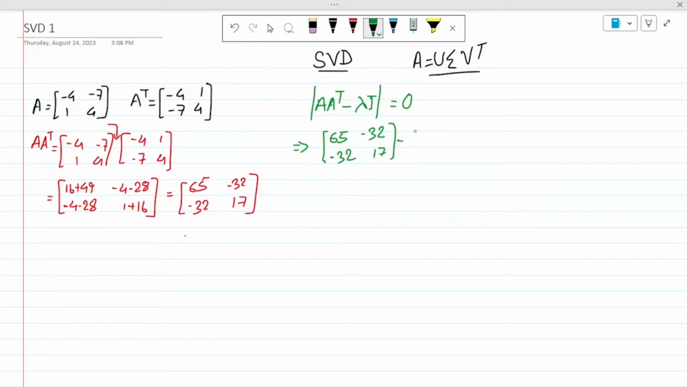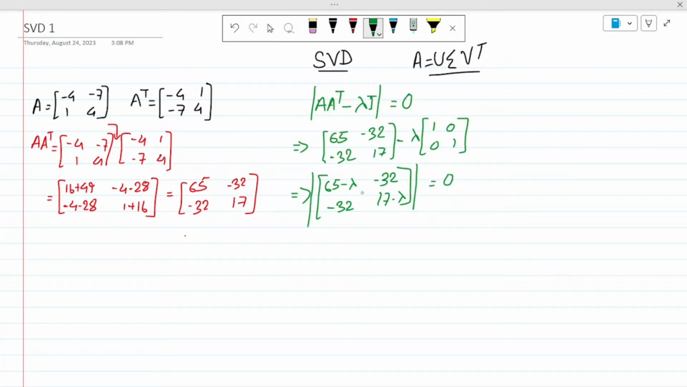Now minus lambda I. So I is an identity matrix. Identity matrix is nothing but 1, 0, 0, 1. This is simply matrix subtraction. So you have 65 minus lambda into 1, which is 65 minus lambda. Then -32 minus 0 will be -32 here, and here also you have -32. And lastly 17 minus lambda. The determinant of this matrix must be equal to 0. Then we can find lambda.